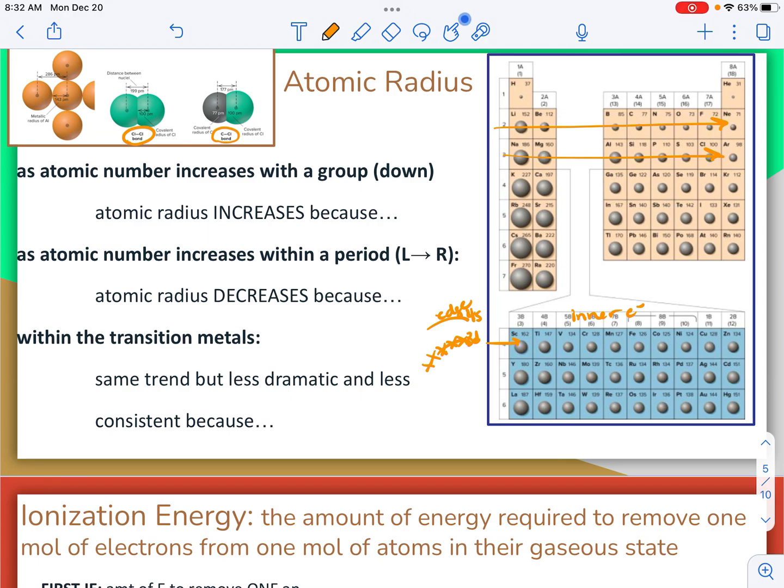Atomic radius is largely the reason for most of our other patterns, and it happens to be inversely related to most of our other patterns. So if you can remember that the largest atom is in the lower left-hand corner of the periodic table, and the smallest atom is in the upper right-hand corner, then that will help you make your decisions, and then you can think about how to explain them.